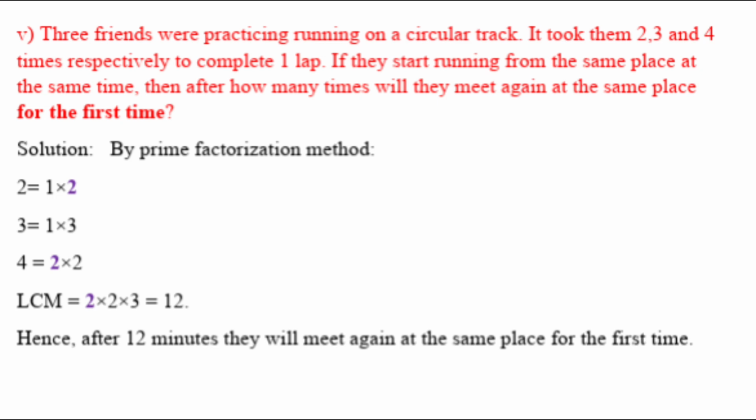Hence we will calculate here the LCM of their timings, for the numbers 2, 3, 4. The factors are 1 into 2, 1 into 3 and 2 into 2 respectively, and the LCM is the product of common and uncommon factors. Therefore LCM is equal to 2 into 2 into 3, that is 12. Hence after 12 minutes they will meet again at the same place for the first time.